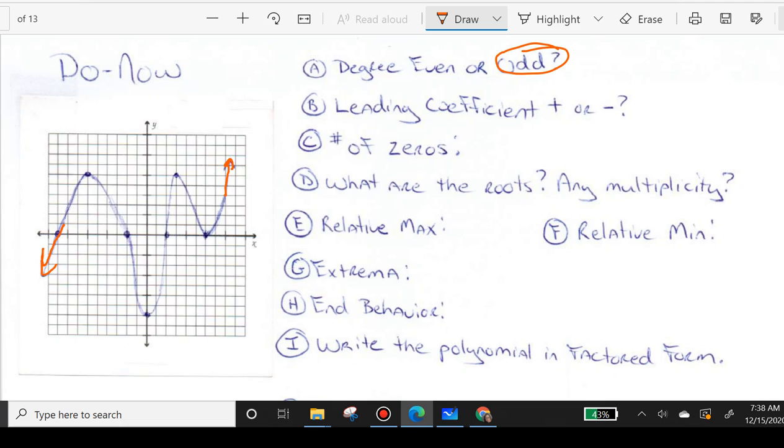Now the next thing says, is the leading coefficient positive or negative? Just a side note, for the homework that I just checked, a lot of you, when you were given the full equation, you're writing leading coefficient.